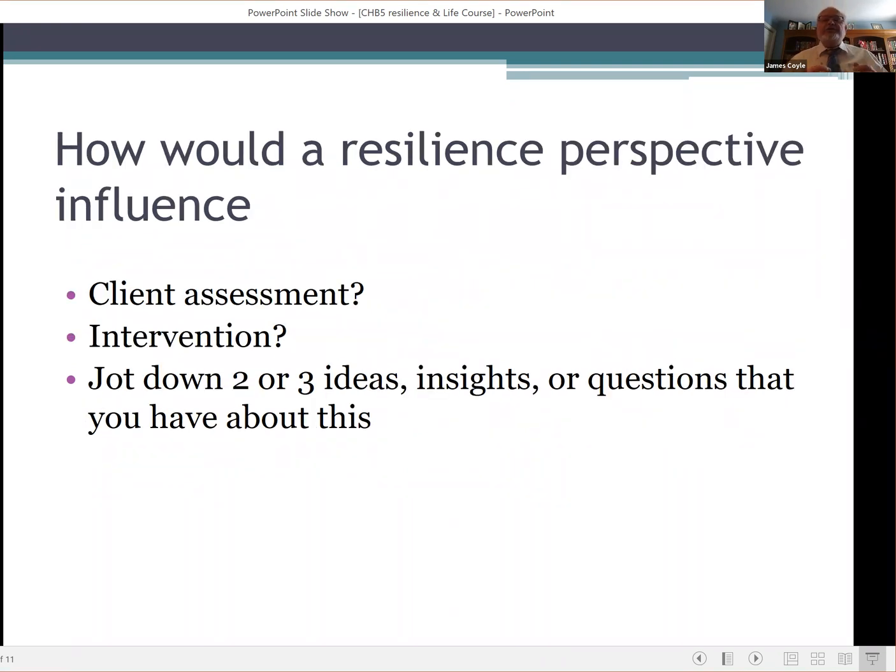Ask yourself, how would a resilience perspective influence your client assessment and the interventions you choose? Once again, jot down two or three ideas or insights about this, because we're going to be working on this in an in-class exercise.